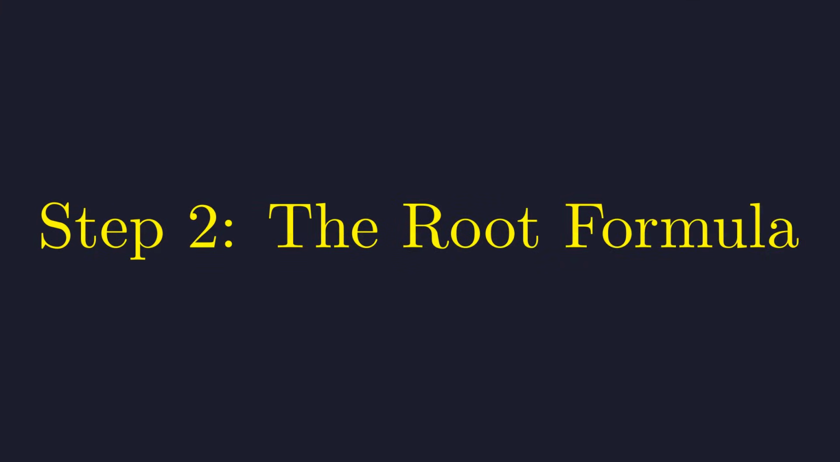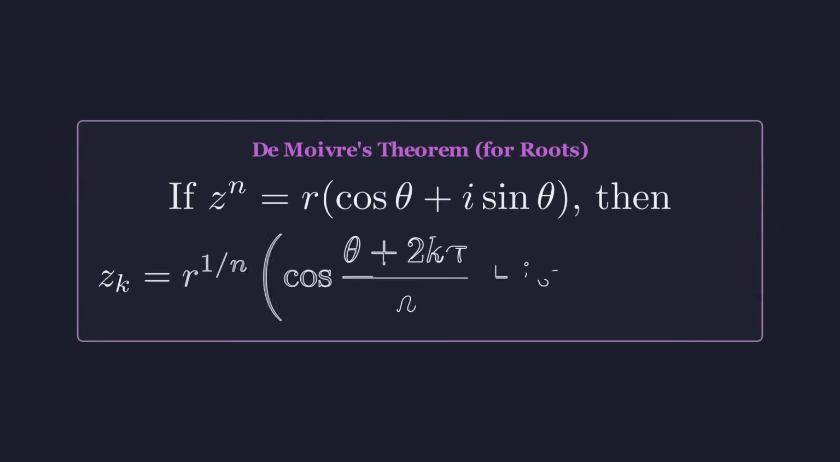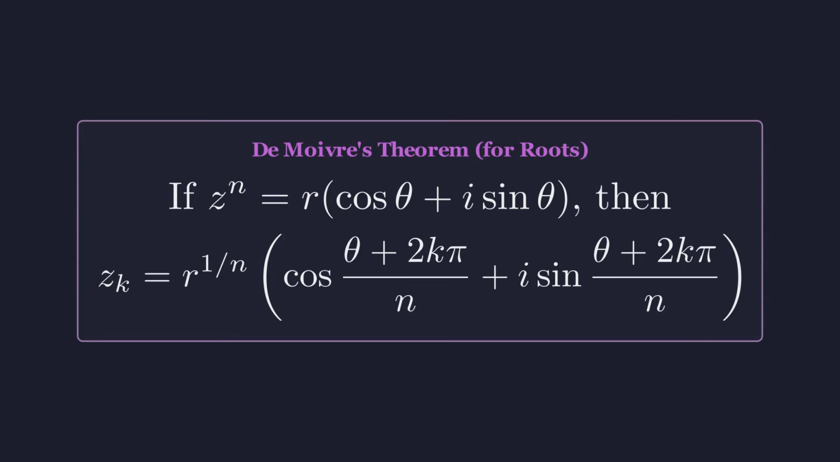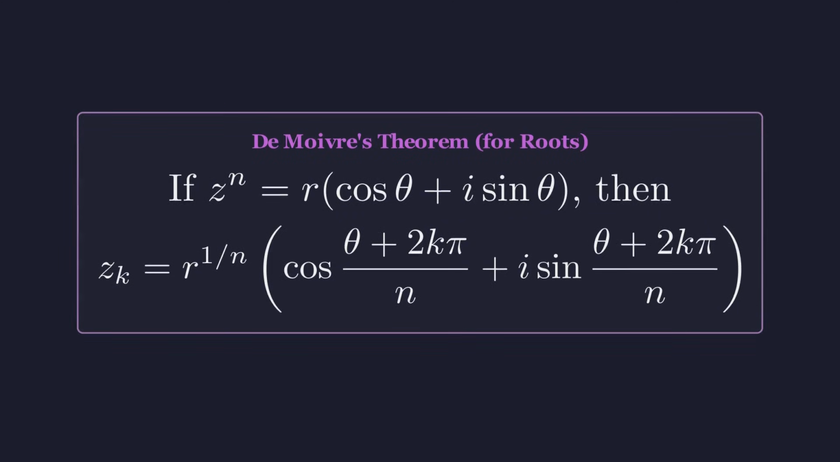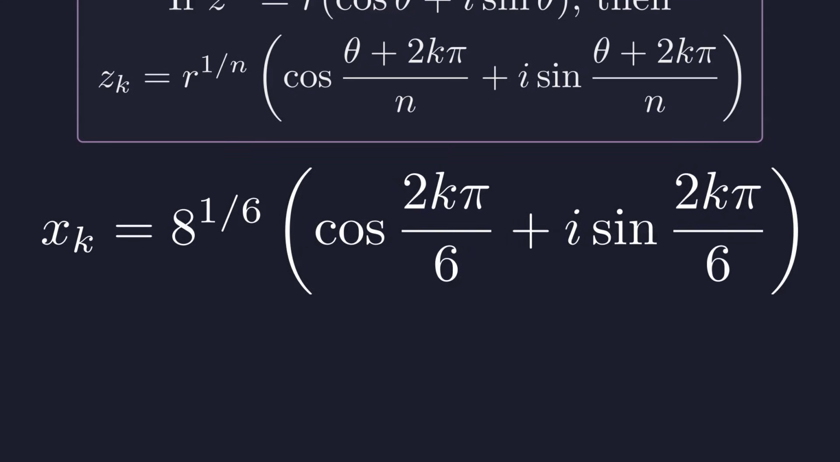Now we can apply one of the most elegant tools in complex analysis, De Moivre's theorem. The theorem tells us how to find all nth roots. Take the nth root of the magnitude and divide the angle, including all those periodic copies, by n. This simple operation reveals all the hidden roots. For our problem, n is 6 and theta starts at 0. So our roots are given by this formula, where k ranges from 0 to 5. Each value of k gives us a different root.